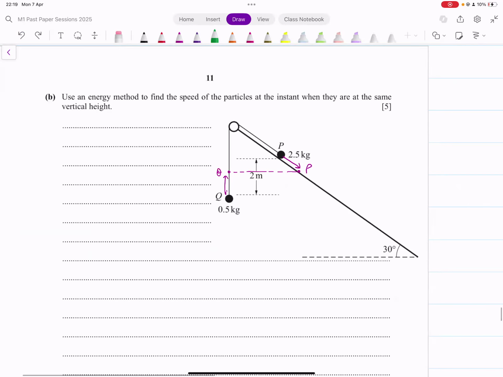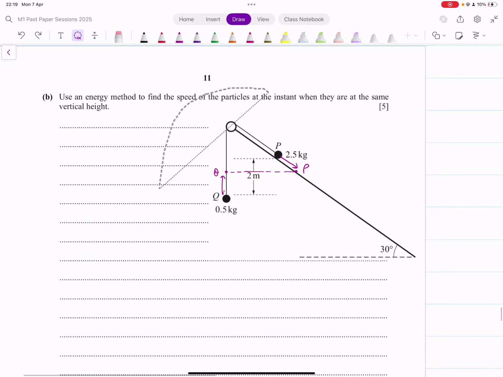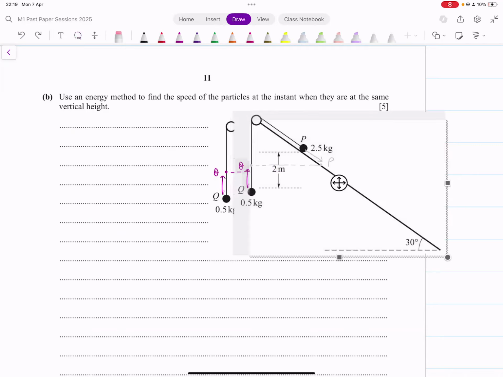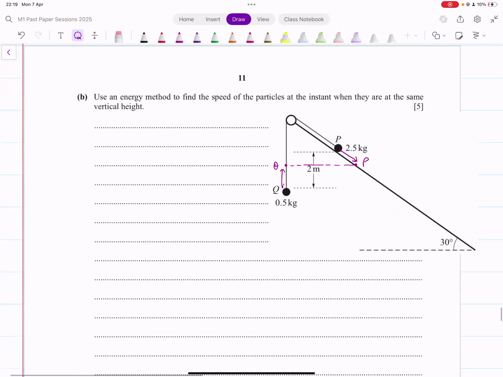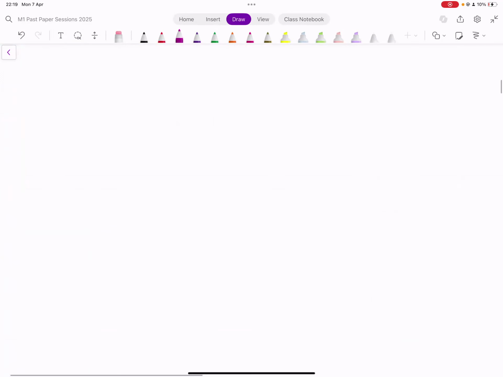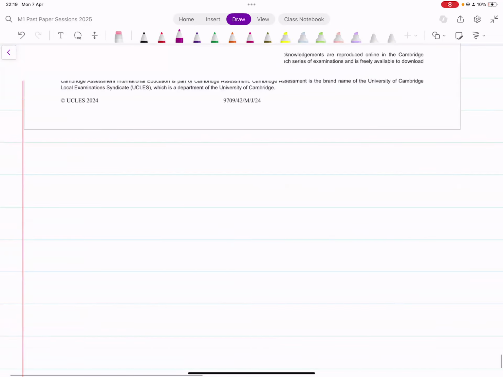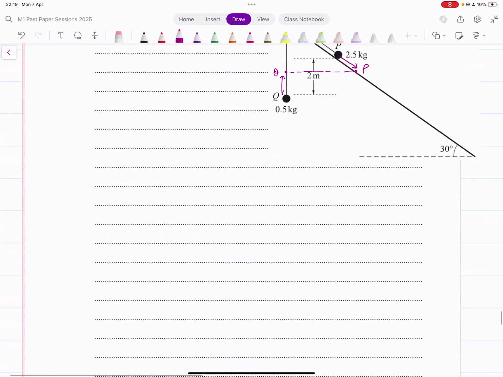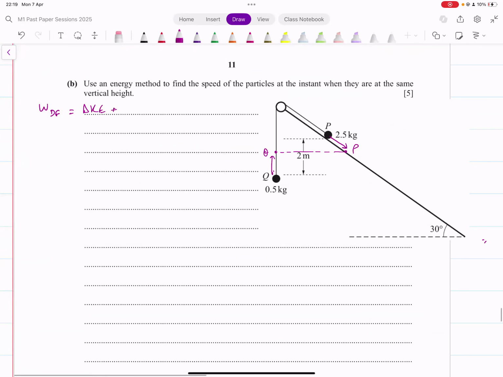What does that mean? Energy method. Let's write that down here on the side. Work done by the driving force is equal to change in kinetic energy plus the change in potential energy plus work done against resistance. Okay, let me write that down on the side.